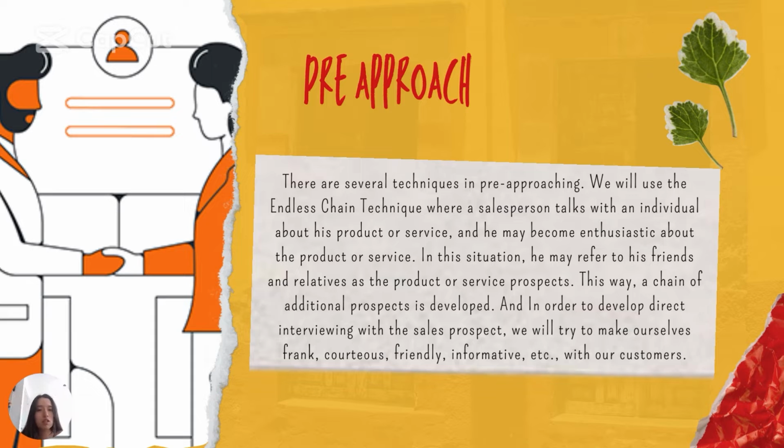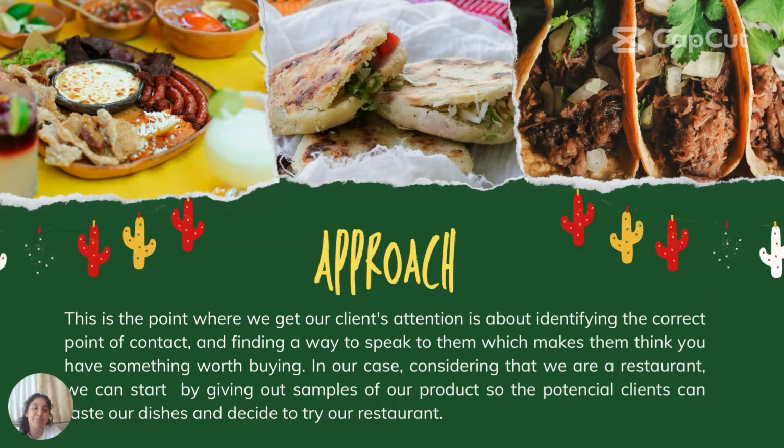And in order to develop direct interviewing with the sales prospect or the customer, we will try to make ourselves frank, courteous, friendly, informative, etc. with our customers. So approach is the point where we get our client's attention, and it is about identifying the correct point of contact and finding a way to speak to them that makes them think that we have something worth buying. In our case, we are a restaurant, so our product is food. So we can start giving out free samples of our product, so that way the potential clients can taste our dishes and decide to try out our restaurant.